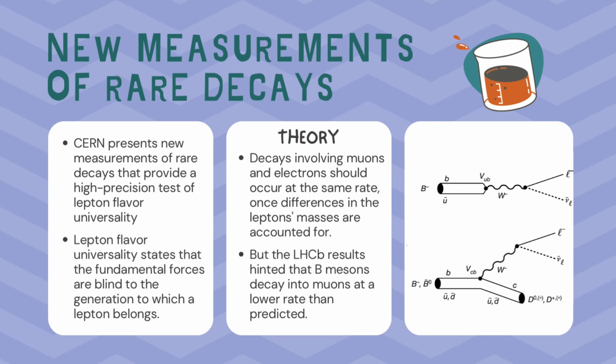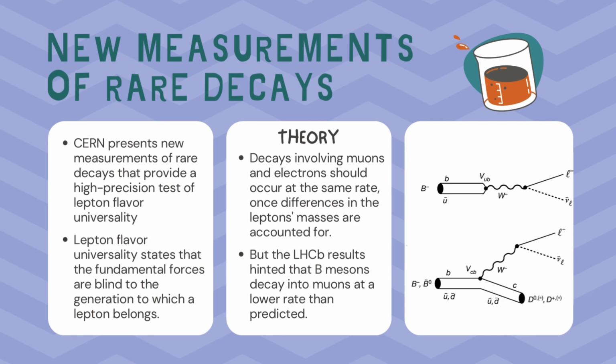Lepton flavor universality states that the fundamental forces apply equally regardless of the generation to which a lepton belongs. Interest in the flavor anomalies peaked in March 2021 when LHCb presented new results comparing the rates at which certain B-mesons, composite particles that contain a beauty quark, decay into muons and electrons. According to the theory, decays involving muons and electrons should occur at the same rate once differences in the leptons' masses are accounted for, but the LHCb results hinted that B-mesons decay into muons at a lower rate than predicted.